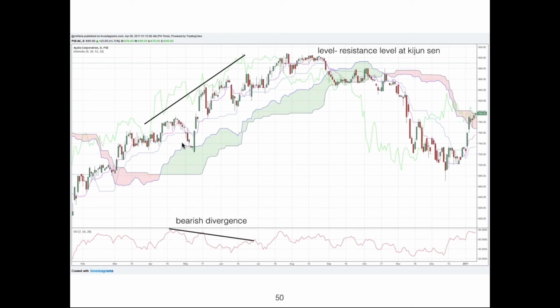The level is the resistance level. The Kijun-sen line is the resistance line. Thus, it is the best level to sell because it is below the Kumho and therefore bearish. It is also the level which will act as resistance to any bounce.